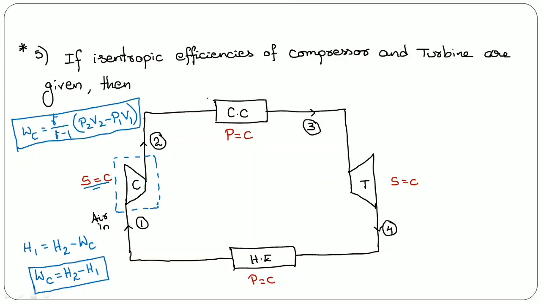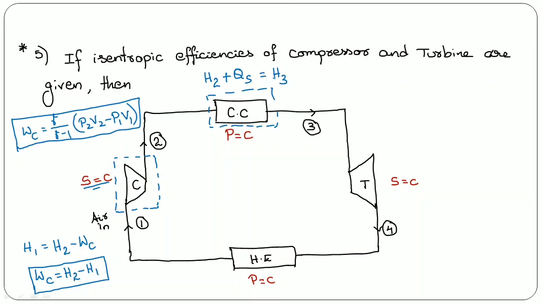Now let us consider this combustion chamber also as a control volume or open system. Here, H2 is the enthalpy with which air enters the combustion chamber. So this air gets heated at constant pressure. Let us consider Qs as the amount of heat supplied. As a result of that, the temperature increases at constant pressure.